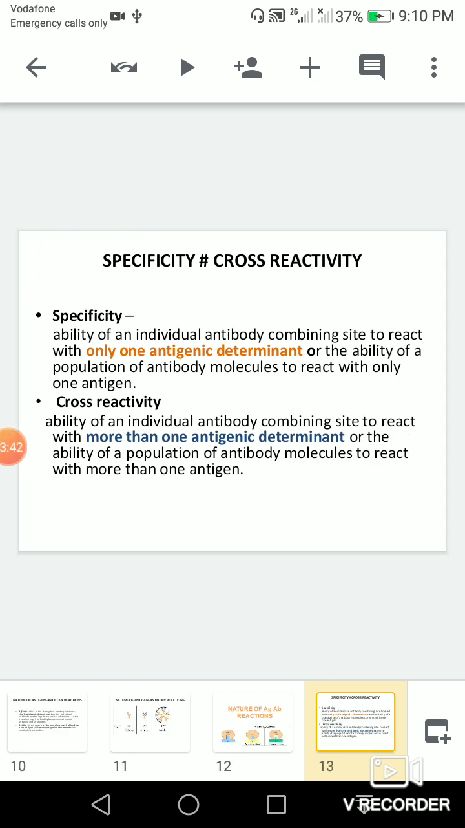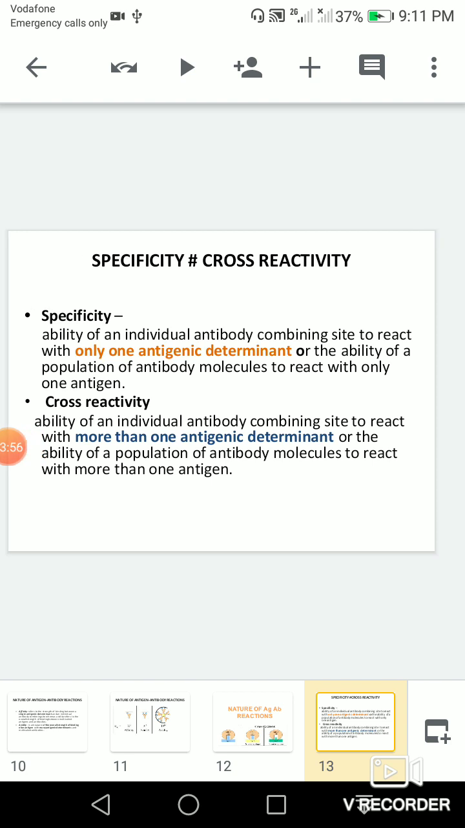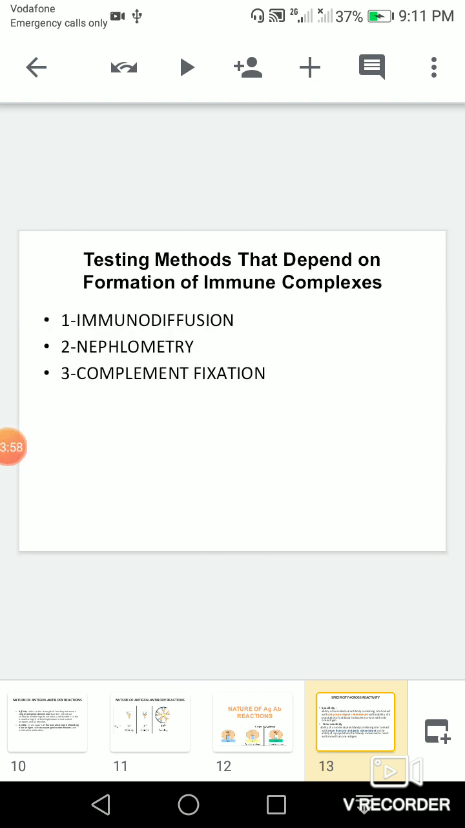We must also identify both terms. The specificity, we mean by this that the antibody combining site reacts only with a single antigenic determinant. But if there is cross-reactivity, there is more than one antigenic determinant, or the ability of a population of antibody molecules to react with more than one antigen.